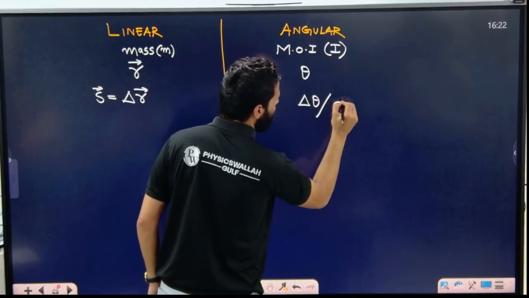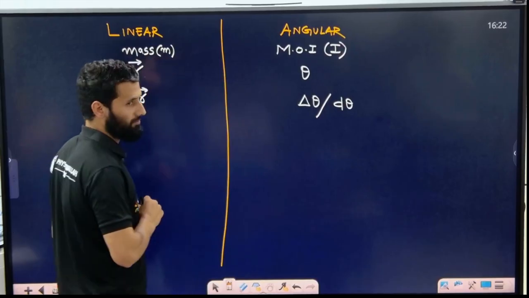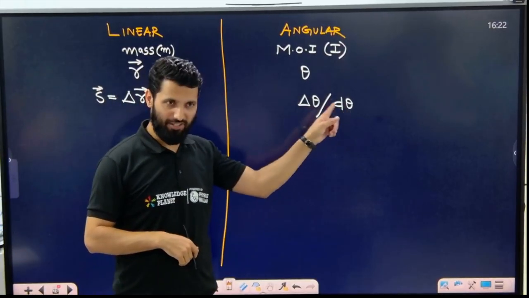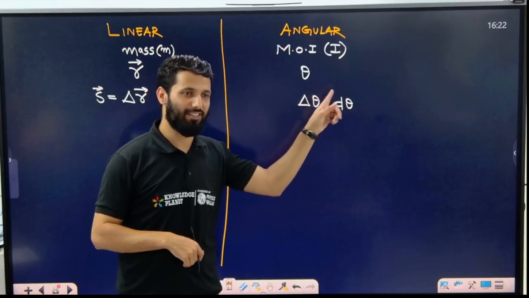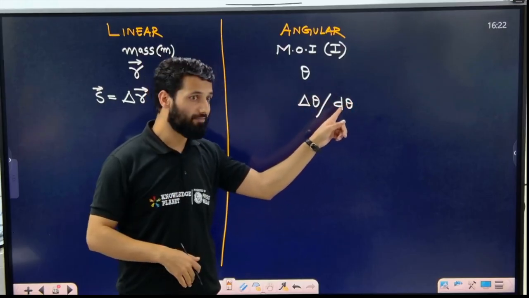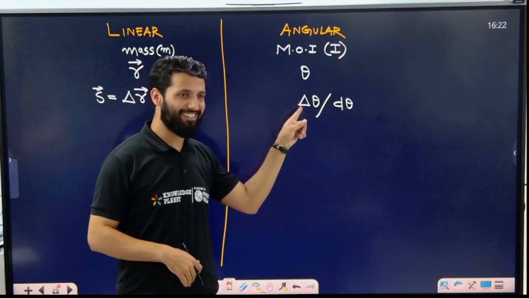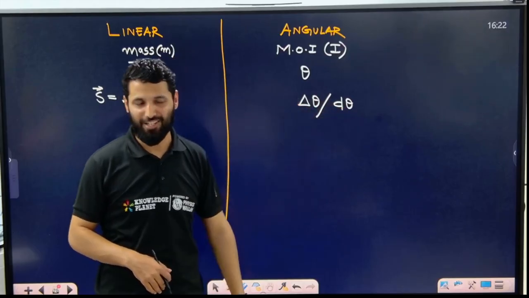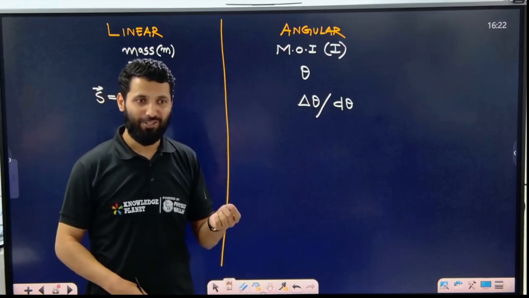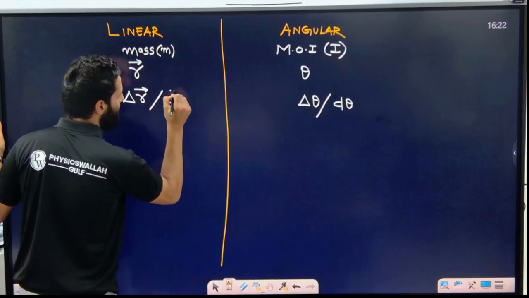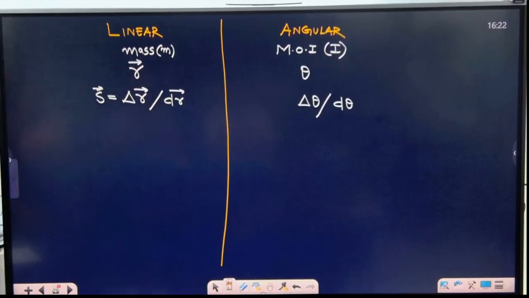What is the difference between d theta and delta theta? Basically the same. Delta is a finite change, not very big, and d is an infinitely small change. We call this a differential change also. Here also we can write dr. What is this dr? An infinitely small displacement, basically.